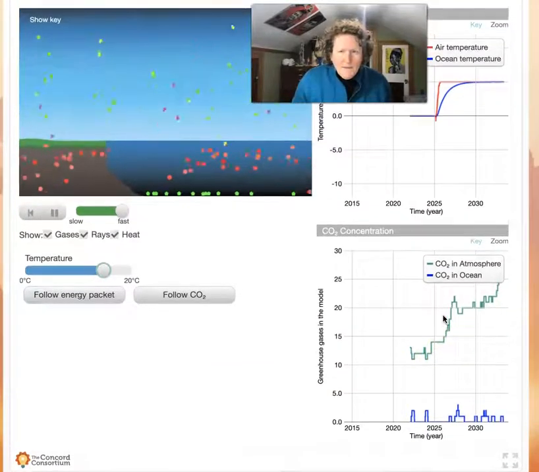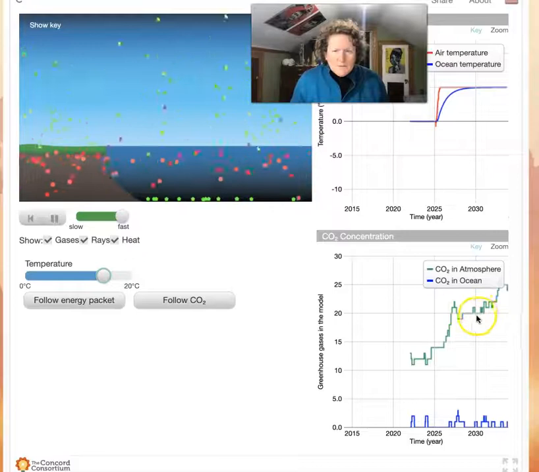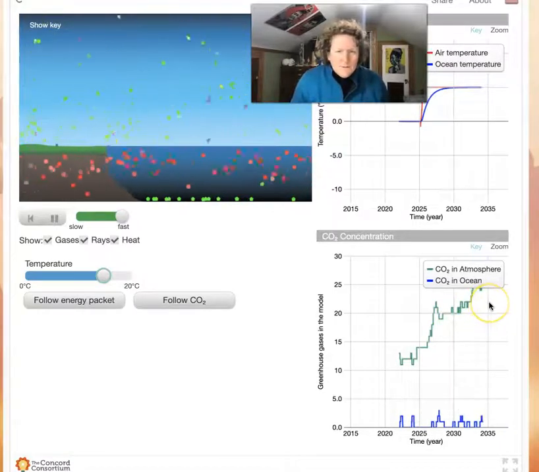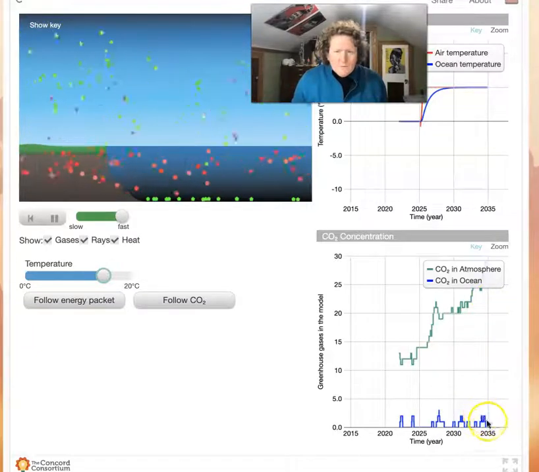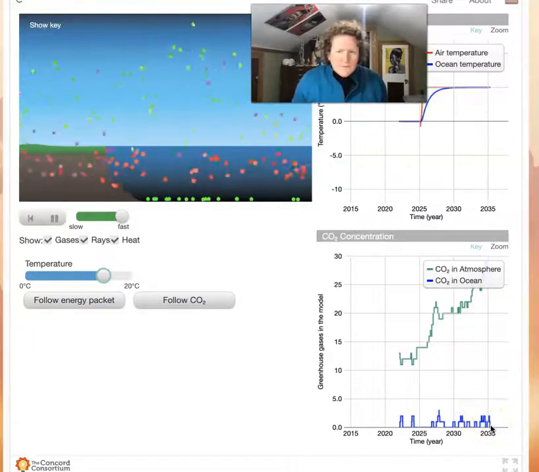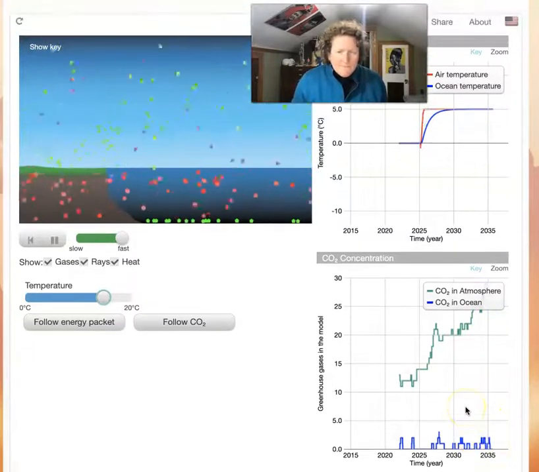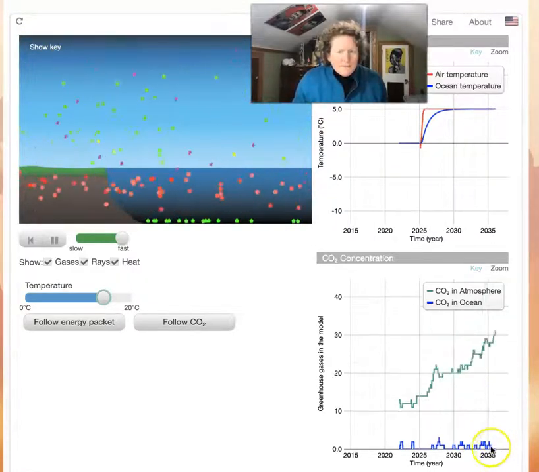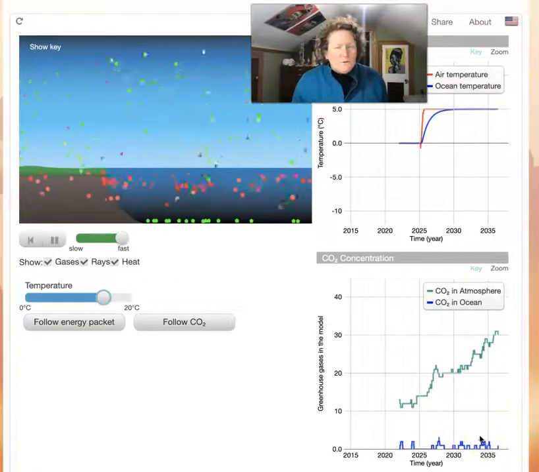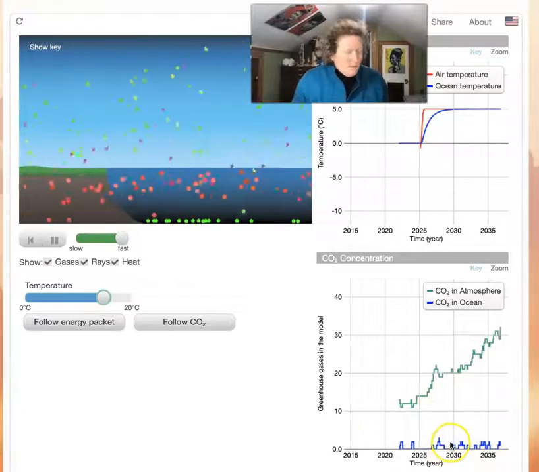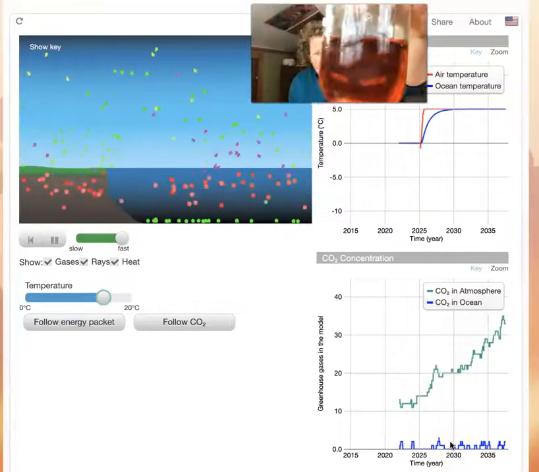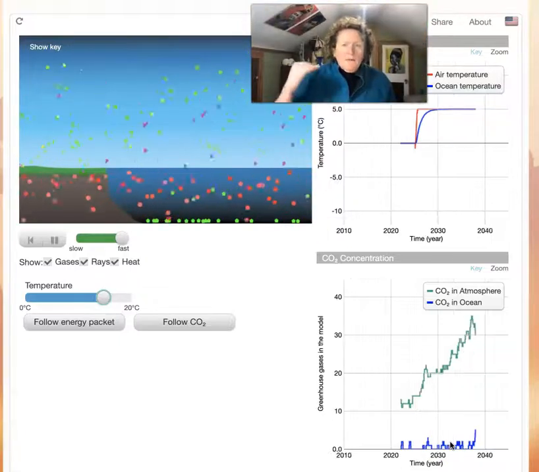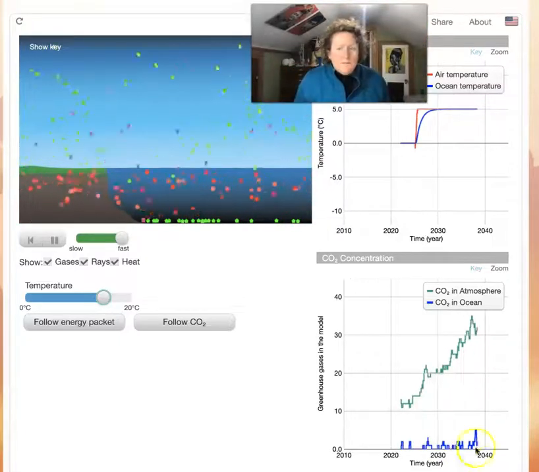So as we increase the air temperature, the CO2 in the atmosphere is going up, but the CO2 in the ocean doesn't increase. What happens is that as the ocean temperature heats up, the ocean is actually losing carbon dioxide like the hot carbonated water, and that carbon dioxide goes into the air.